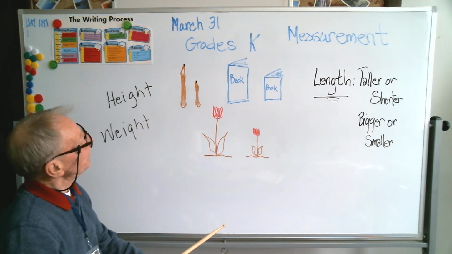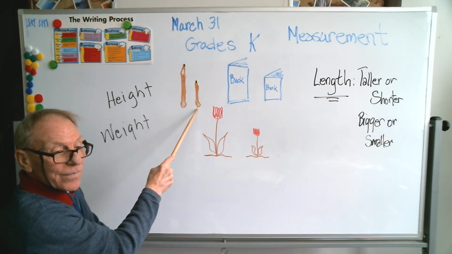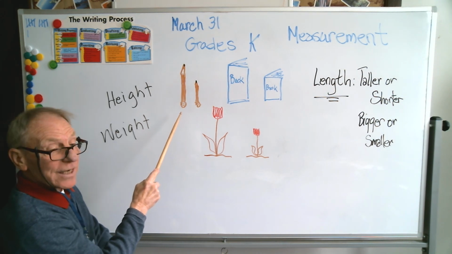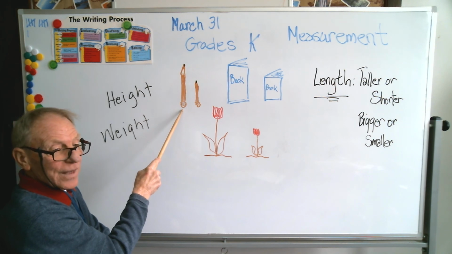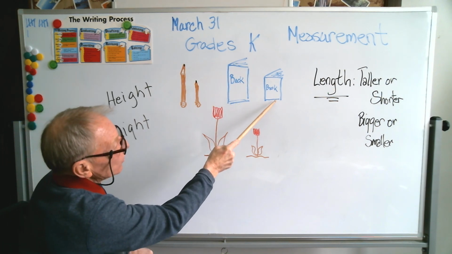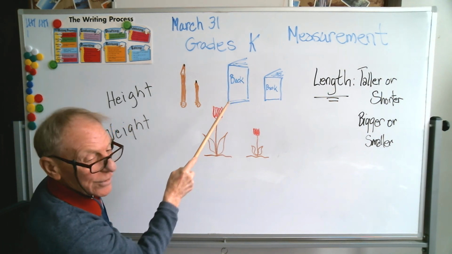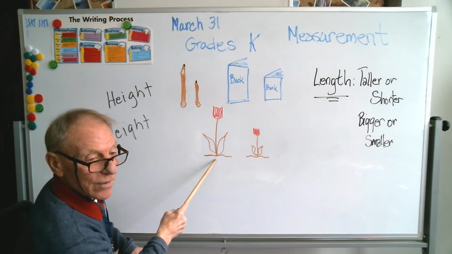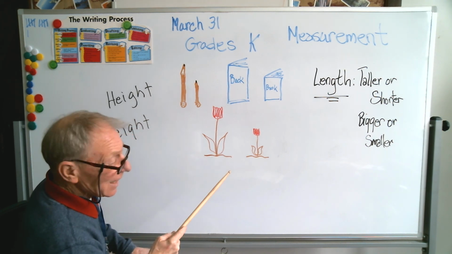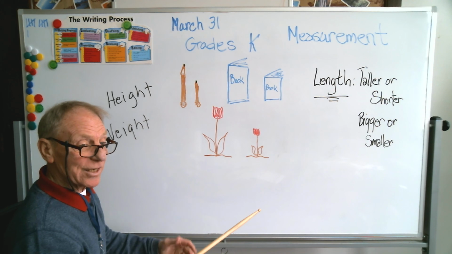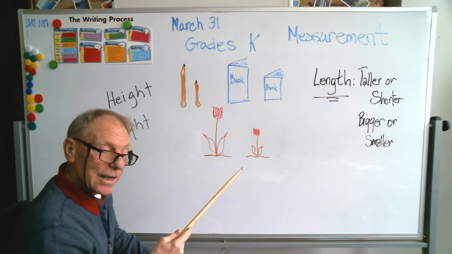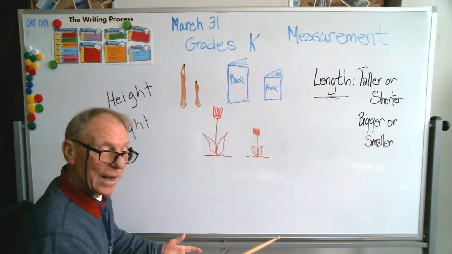And as you compare them, you can say that this pencil is smaller than this pencil. Or you can think of it as this pencil is larger than this pencil. Same thing with the books and the flowers. This book is larger than this book, and this book is smaller than that book. The flowers, we have a larger flower and a smaller flower. Making that kind of comparison is pretty easy. You can look right at it and you can say, well, yeah, that one's taller, that one's shorter. In a way, that's kind of a way of measuring things.